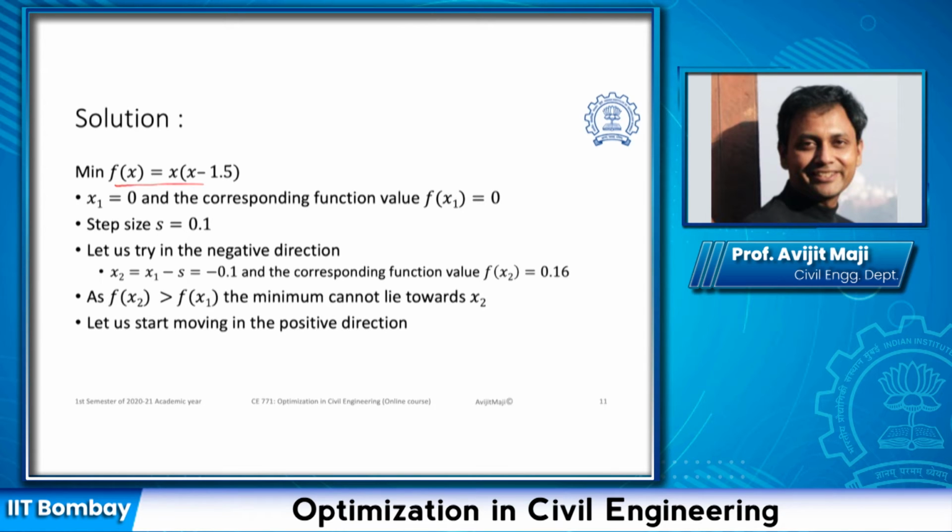We know our start point as x1 equal to 0. Then our corresponding objective function value is going to be 0. We know the step size 0.1. In this case, let us assume that we are going in a wrong direction. So suppose we had gone in a negative direction, my second point x2 would have been x1 minus s, which is going to be negative 0.1, and the corresponding function value would have been 0.16, which is in this case increasing compared to the function value of the initial guess point.